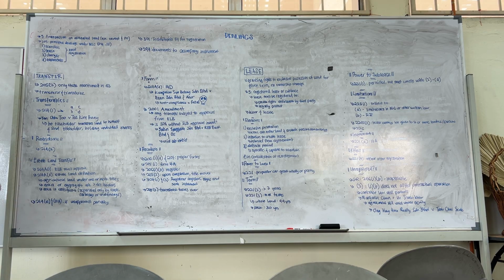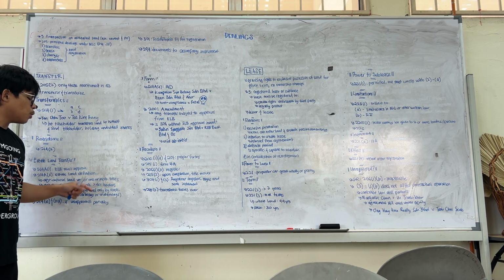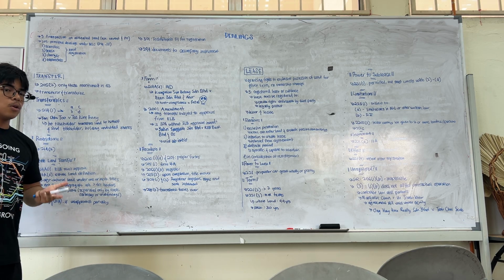Okay. Now we're going to be on a little tangent here about estate land transfer. So estate land transfer, firstly, we'll define it in section 214A subsection 11. It is the agricultural land under one or more titles, and its area or aggregate area is more than 40 hectares. And lastly, the area is contiguous. Contiguous is referring to land separated only by roads, railways, or waterways.